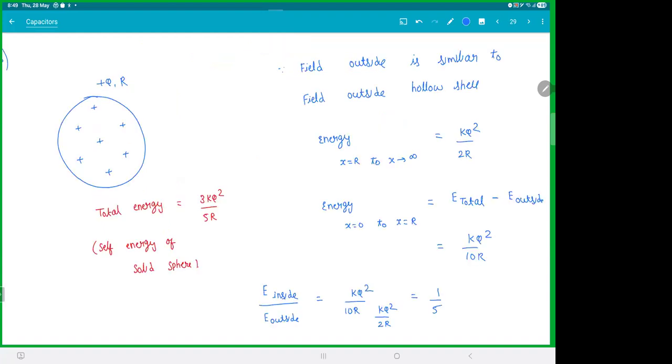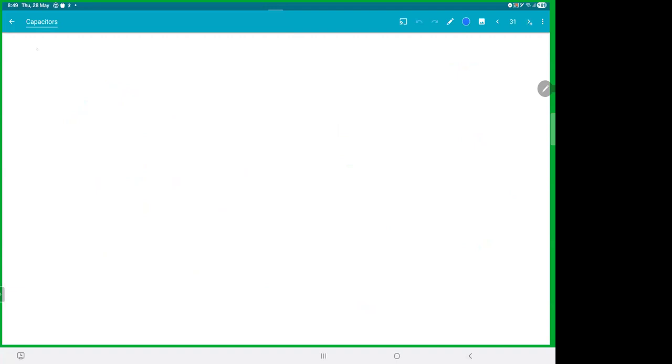Any doubt so far? Anything you're not convinced of, please ask me. So self-energy, energy density, you can relate them both. Clear? Next thing. So that's your parallel plate capacitor. The next thing is your spherical capacitor. So in a parallel plate capacitor, we have two plates facing each other. In a spherical capacitor, we have two shells. So spherical capacitor is constructed by concentric shells.